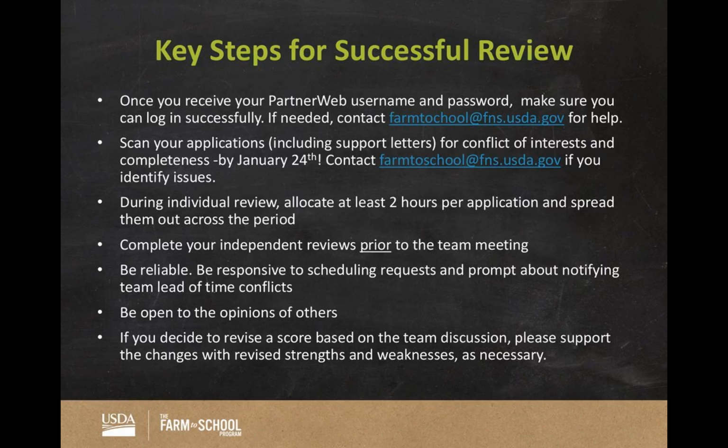Please, please, please review your applications for conflict of interest as early as you can. Not only do you want to look at who the applicant is, but you also want to look at who their partners are. You might not have a conflict with the actual applicant, but if they have a key partner working with them on the grant, you want to make sure that you don't have any conflicts with them as well. And again, as soon as possible, so that if we do have to swap out any applications between the teams, we want to do it before any others have started reading their applications.